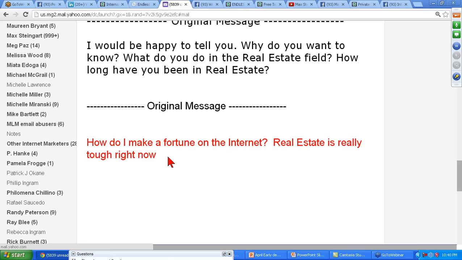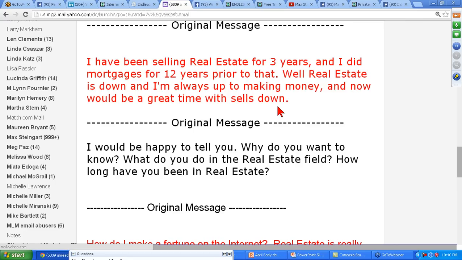"What do you do in the real estate field? How long have you been in real estate?" "Selling real estate for 3 years, and I did mortgages for 12 prior to that. Real estate is down, and I'm always up to making money. And now would be a good time with sales down." So we know what she does, how long she's done it, what she did before.